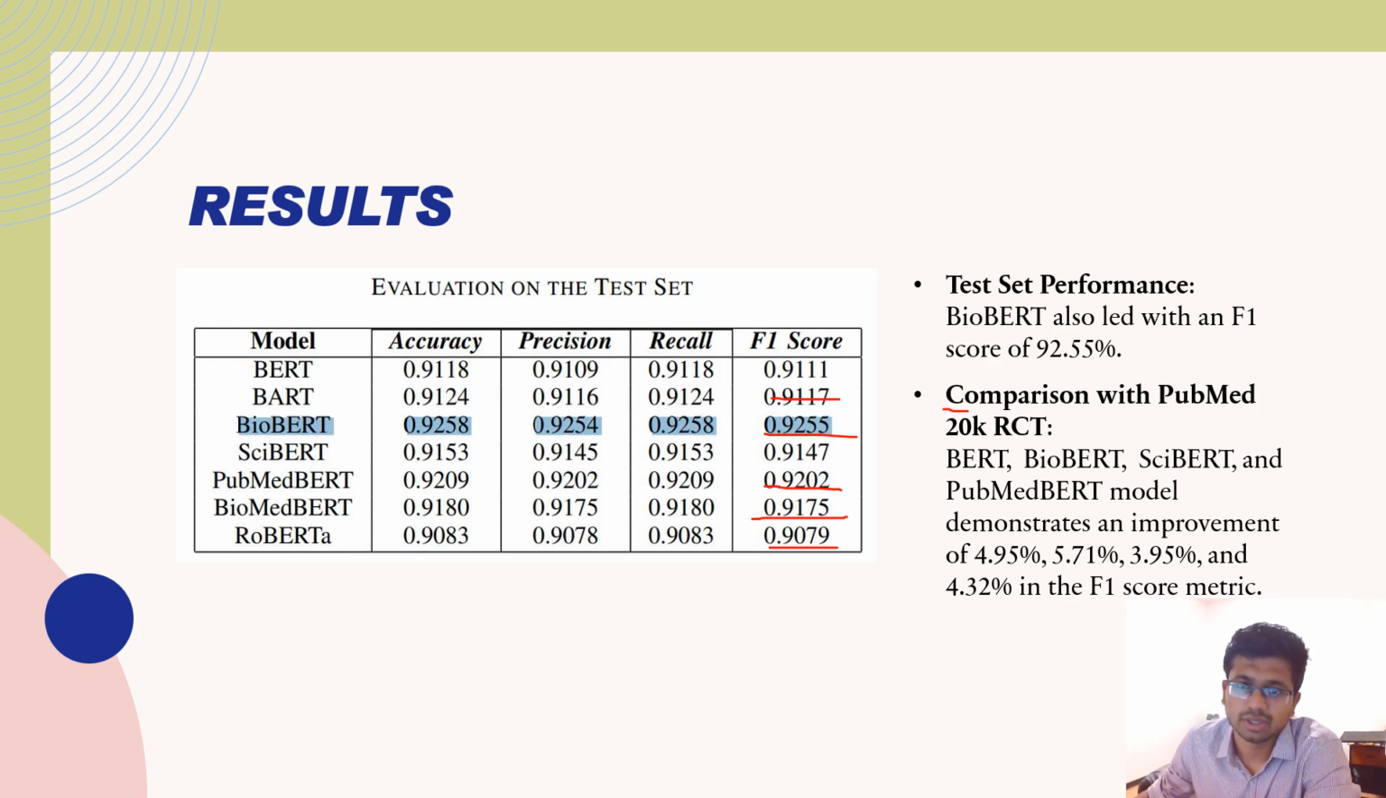If we compare the results of BERT, BioBERT, SciBERT, and PubMed BERT models, which were fine-tuned on PubMed 20K RCT, with those trained on RCMR RCT, there is an improvement of 4.95%, 5.71%, 3.95%, and 4.32% in terms of F1 score metrics.